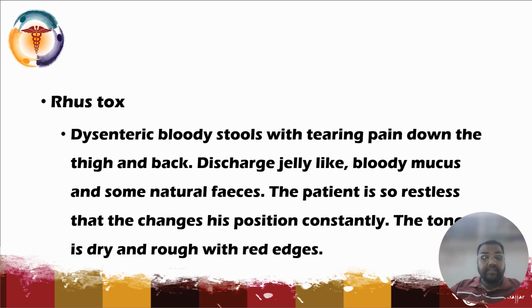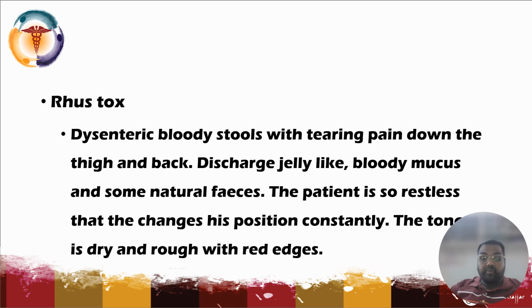In Rhus tox, the dysenteric bloody stools with tearing pain down the thigh and the back, discharge of jelly-like bloody mucus and some natural feces. The patient is so restless that he changes his position constantly. The tongue is dry and rough with red edges. These are the characteristics of Rhus tox.